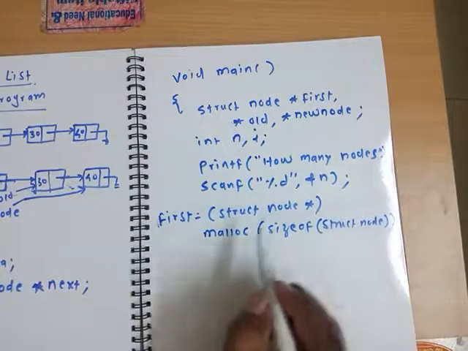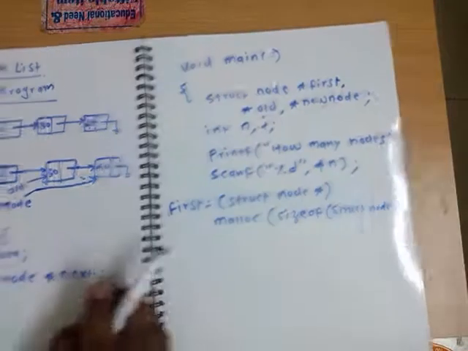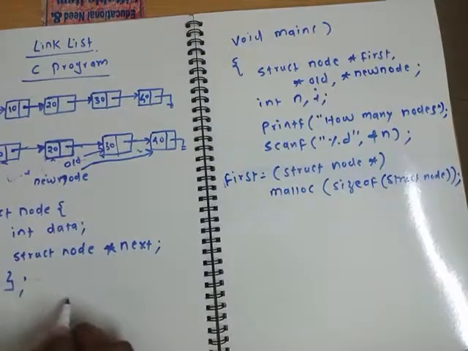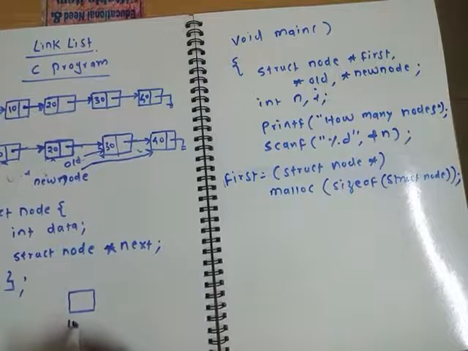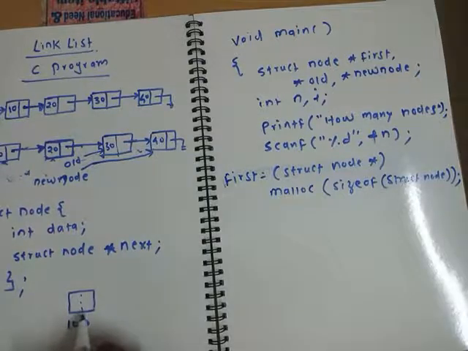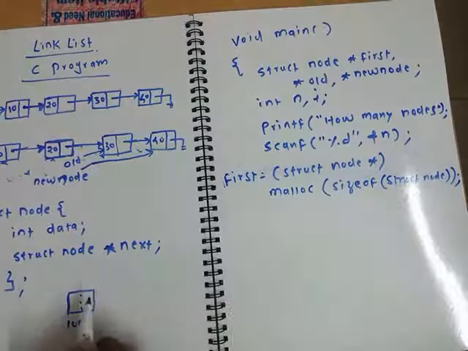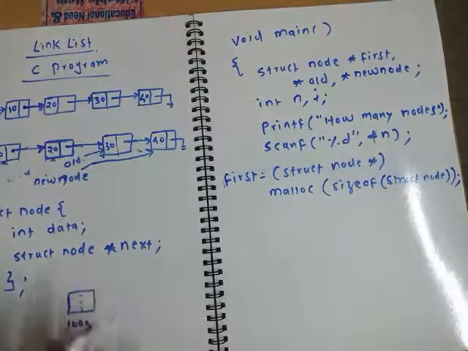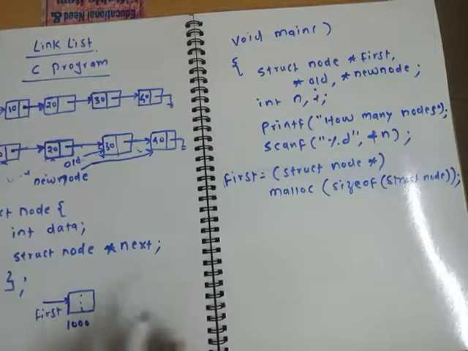Okay, so at this point what will happen is, let me show it here. With this we'll get this memory. malloc will reserve this memory, let's say at maybe 1000 memory location, right? And then that memory's address, this 1000, will be returned to you. We'll typecast that memory using struct node star typecasting, and we will assign that address to first. So now our first is pointing to that memory.